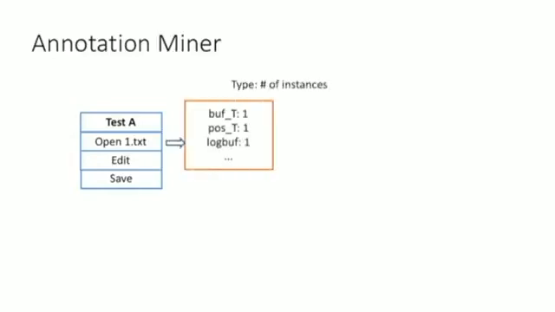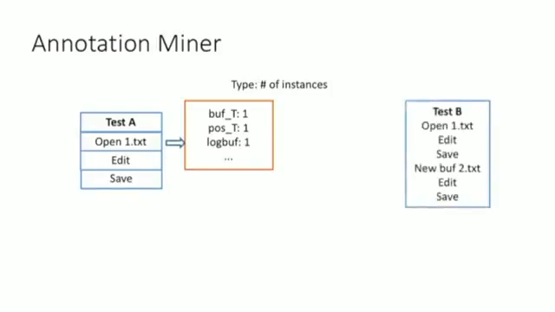We also use Vim as an example here. We are using differential analysis. First of all, we generate one test case A. We perform very traditional and normal operations: open, edit, and save the file. And at runtime, we monitor all the different types of data structures. We log the number of instances for each type.